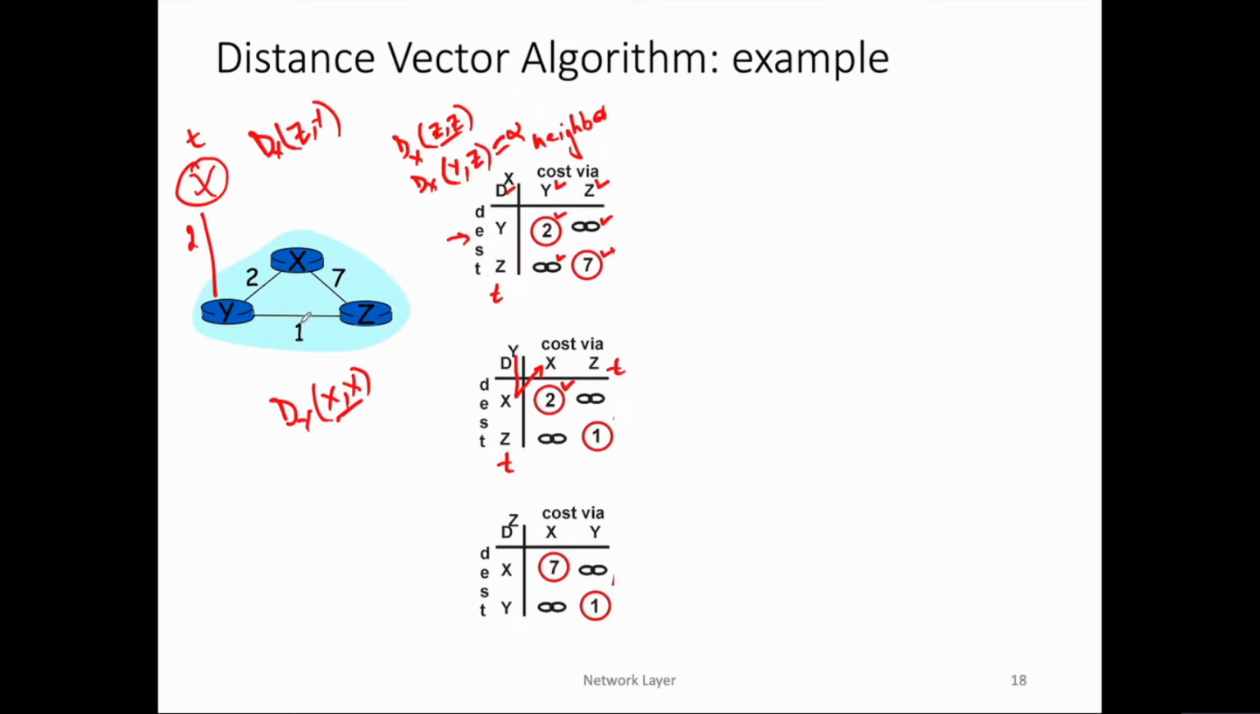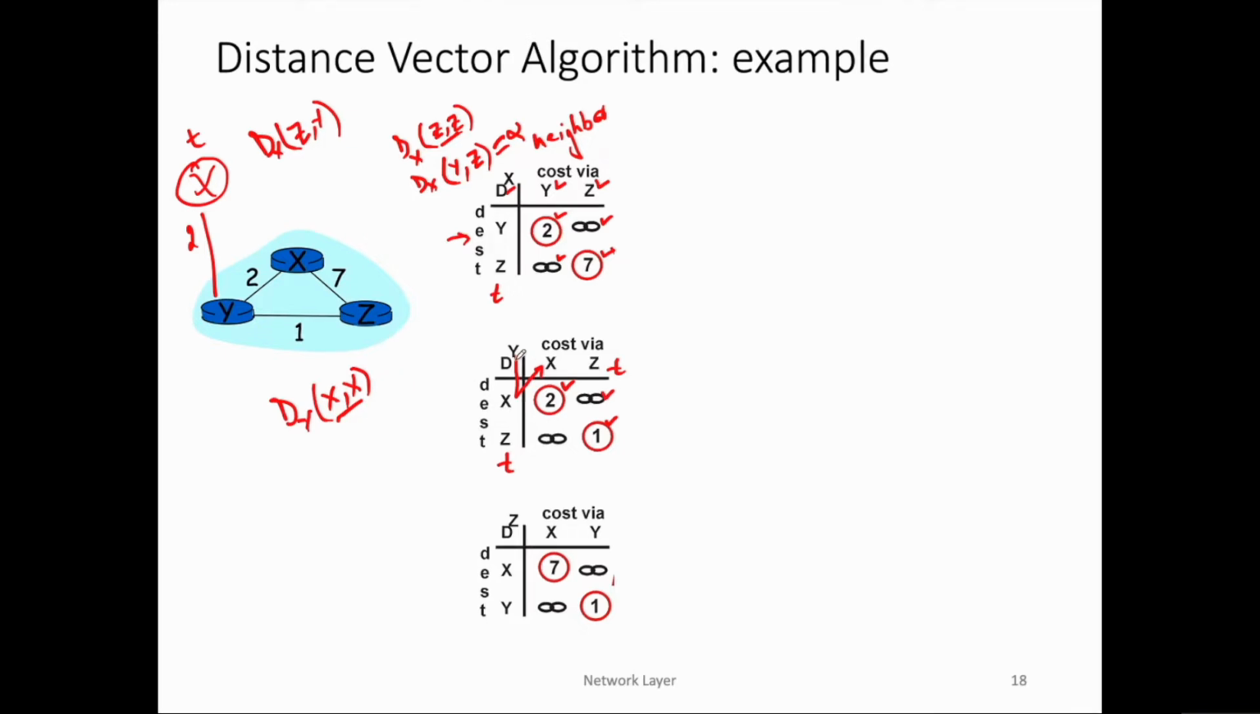Y to Z via Z being the direct neighbor, this cost is 1, right? And what do you think the cost is to reach from Y to X via Z? So what I'm saying is Y to X, but via Z. Z has not communicated any information at the moment, so this cost is not known, so it's infinity.